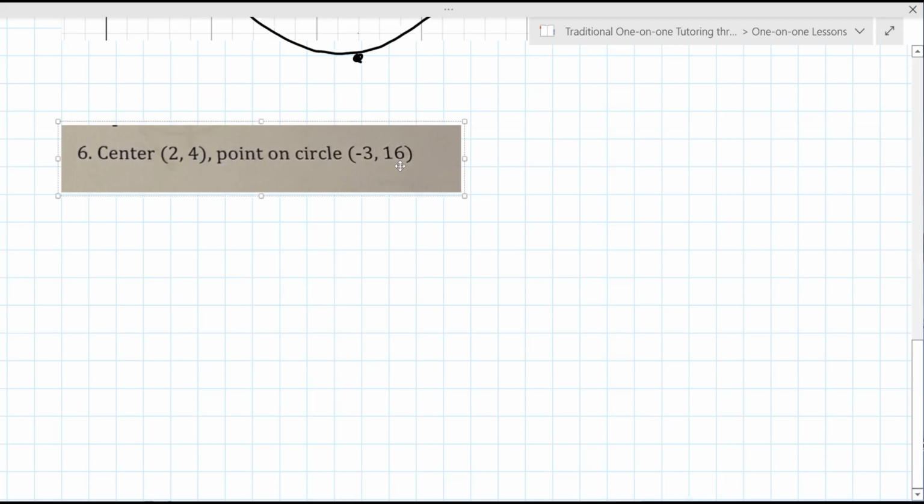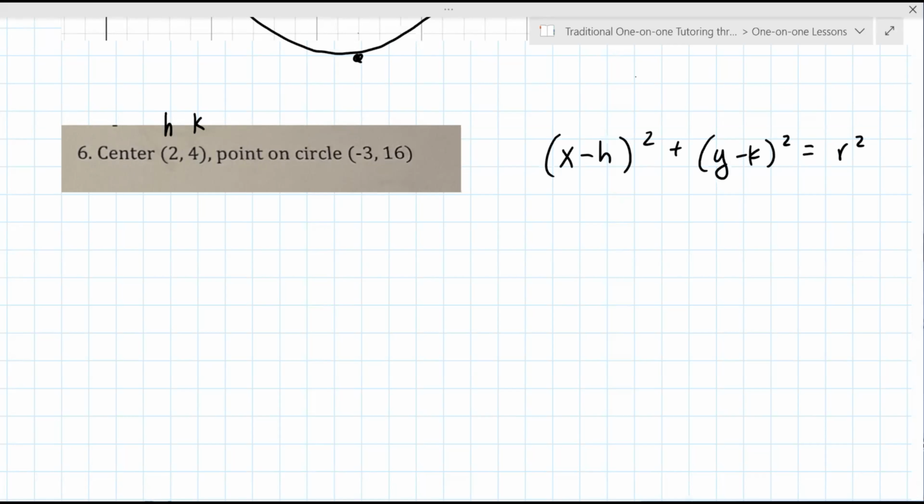Okay, good. So they give you h and k. The center is always (h, k). So that's (x minus h) squared plus (y minus k) squared equals r squared, the equation of a circle. And then I guess I just put (x minus 2) squared plus (y minus 4) squared equals. Okay, so this is where the problem is. The radius is not given.